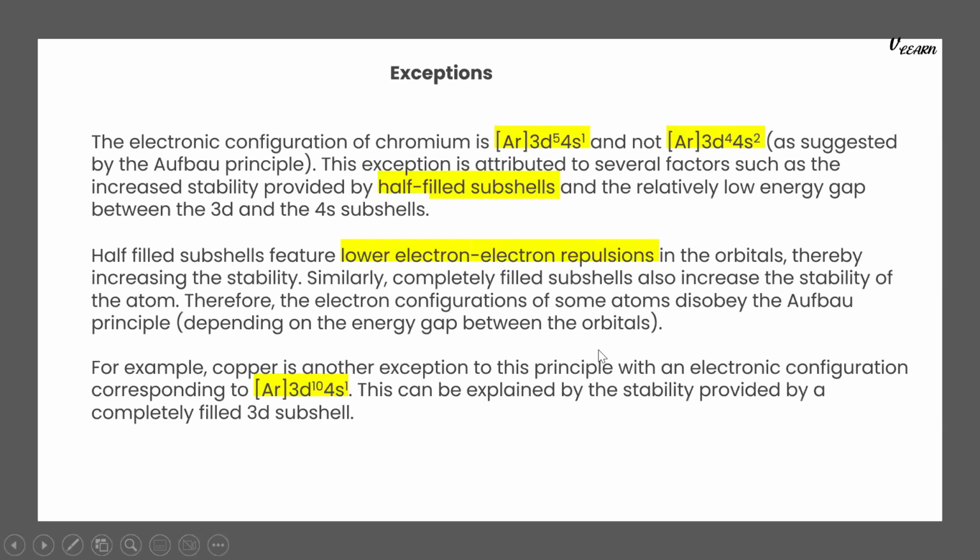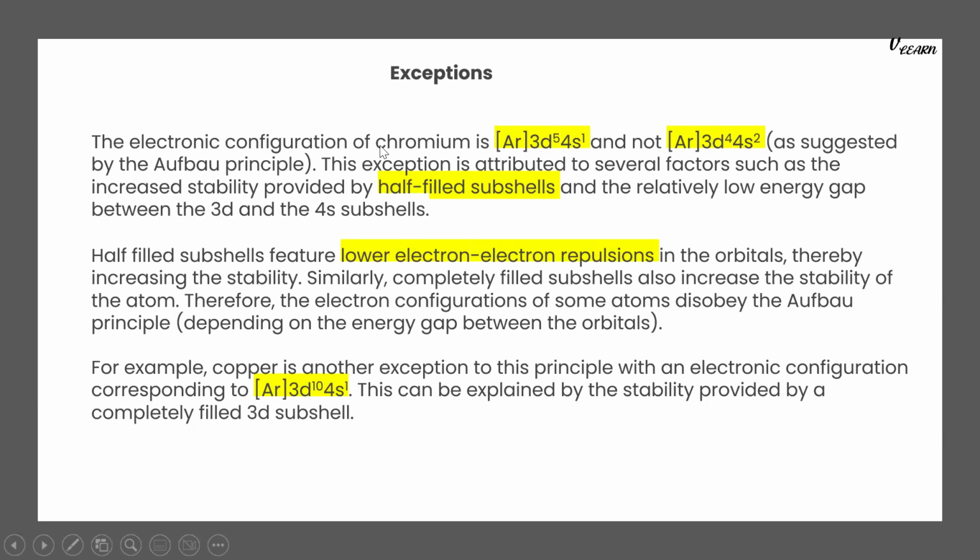There are a few exceptions to this Aufbau principle. The first one is chromium. Always, if all the subshells in a shell are singly filled, it gives extra stability to the subshells. And even if they are fully filled, again it gives more stability to the atom. So the atom will always try to push electrons in such a way that it can attain half-filled or fully filled subshells.